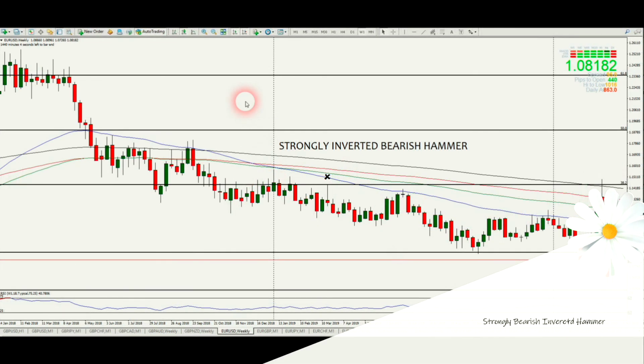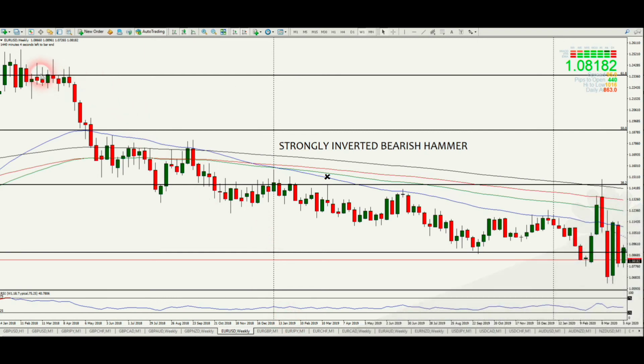Okay, so here we have the last of the hammers, the strongly inverted bearish hammer, and as you can see, very strong bearish trend. Price is moving steadily south. We get to this candle here. The bulls have had a go at taking control of this market, pushed the price up to here, which coincides, actually and relevantly, and this is why you should always have pivots and Fibonacci on your charts, it's at the 38.2 Fibonacci.